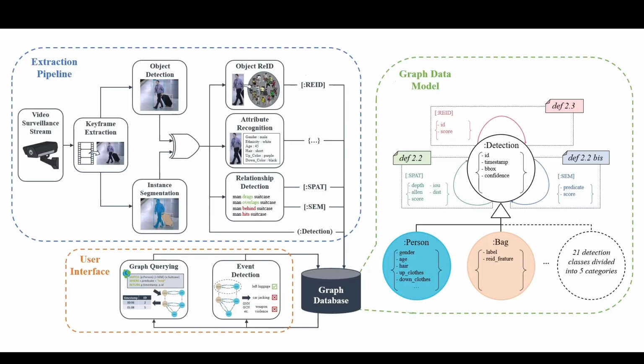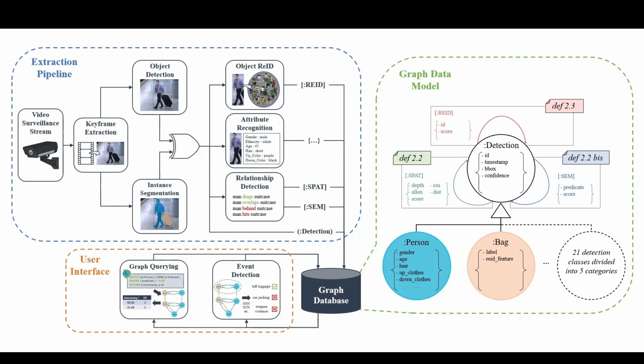A more detailed overview of our framework shows the different steps of the pipeline and the graph data model. Our pipeline is thus composed of 5 steps as follows: keyframe extraction, to reduce the amount of data while preserving relevant information; object detection or instance segmentation, to spatially locate objects within keyframes; attribute recognition, to extract visual characteristics from person or objects; spatial semantic relationship detection; and object re-identification.